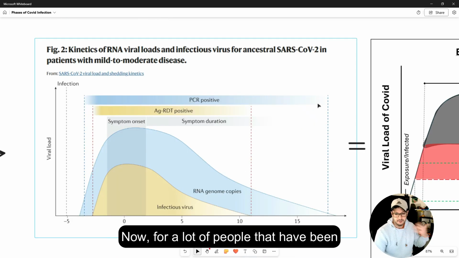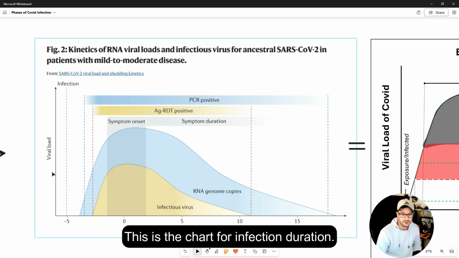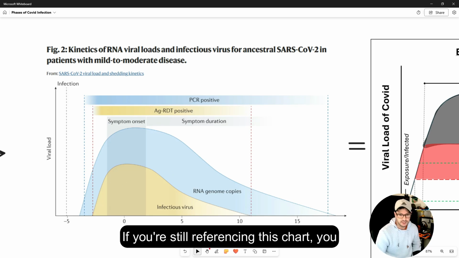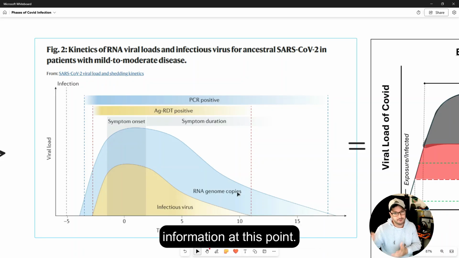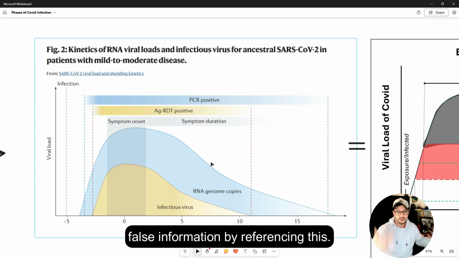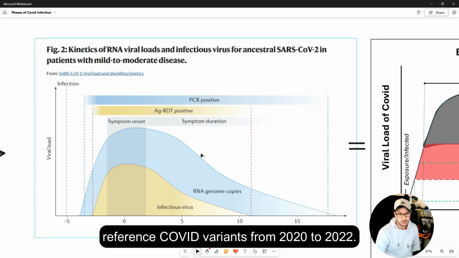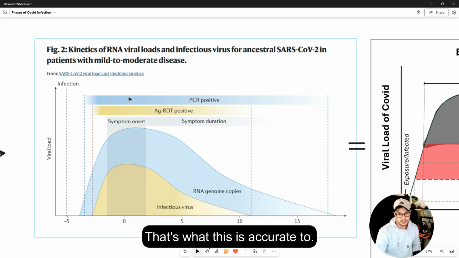Now, for a lot of people that have been following COVID, you've probably seen this chart before. This is the chart for infection duration. It was something that was created in 2020. If you're still referencing this chart, you should not be, because this is actually outdated information at this point. It will give people false information. This should really only be used to reference COVID variants from 2020 to 2022. That's what this is accurate to.